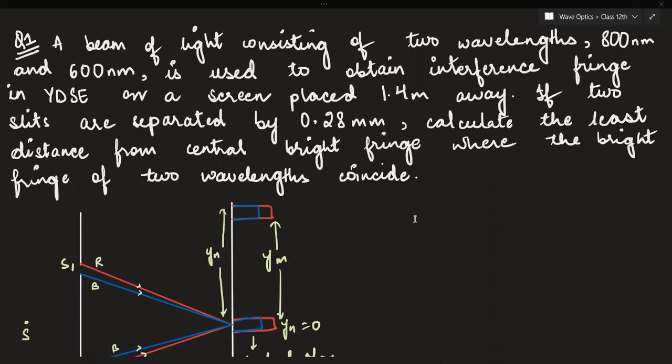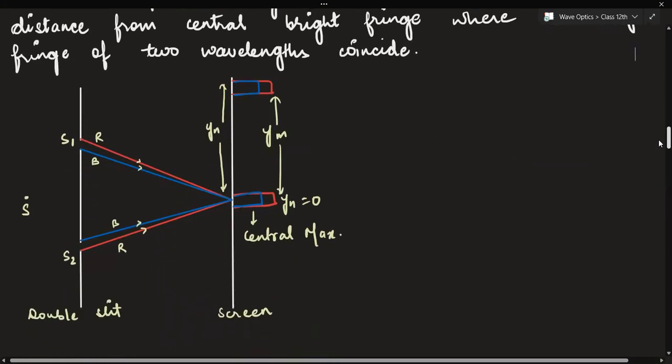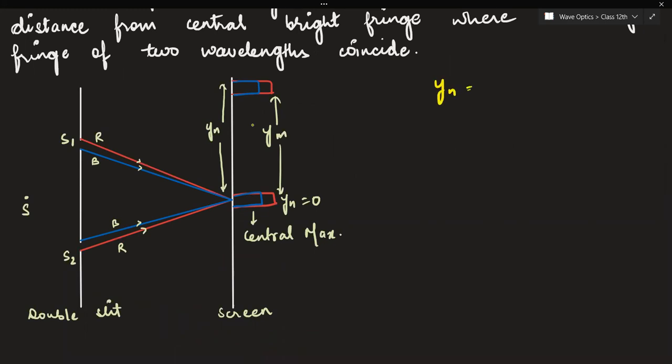If two slits are separated by 0.28 millimeter, that is the separation of the slits. You have to find the least distance from the central bright fringe where the bright fringes of the two wavelengths coincide. The central bright fringe of both wavelengths will be at the center only, but the rest of the fringes will not coincide. But it is asking at which point both coincide. Whichever fringes coincide, their separation from the center will be the same. It means yn will be equal to ym.